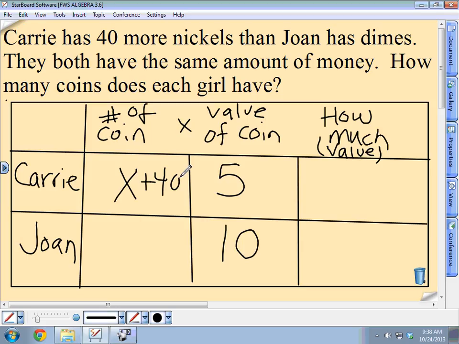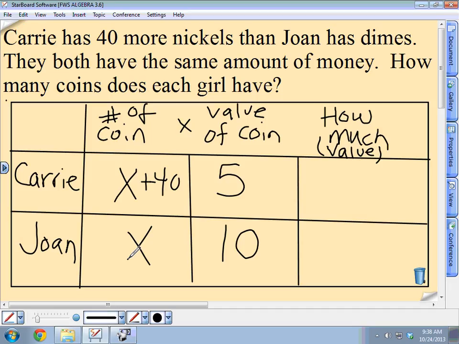So Carrie, actually, that's not... Oh, so Joan would be the x, yeah. If you use this for the x, then you have to do a subtraction problem. So it's a lot easier than that, because Carrie has 40 more coins than Joan has. And so now, that's all we have from the problem.